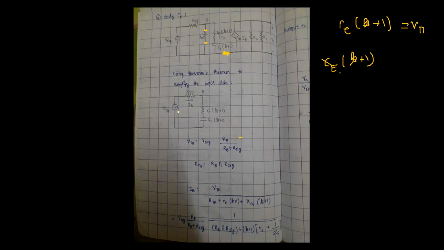Now that I have one voltage source, two resistors and one capacitor, I can write IB, which is my base current, is equal to the potential divided by the total impedance here. And the total impedance here is RTH plus RE into beta plus 1 plus XCE into beta plus 1. We know VTH is equal to V signal into RB divided by RB plus R signal, and we can also write XCE as 1 divided by SCE.